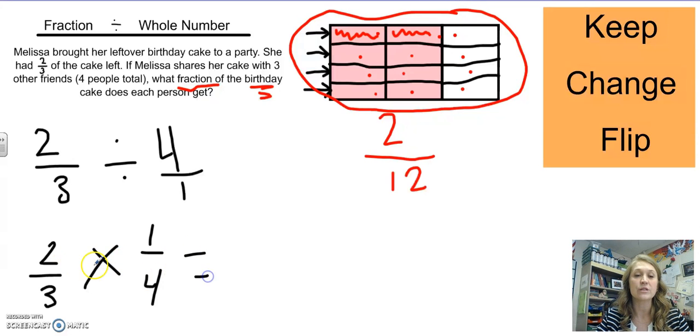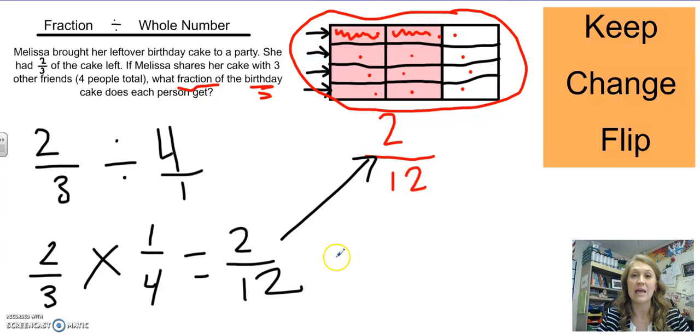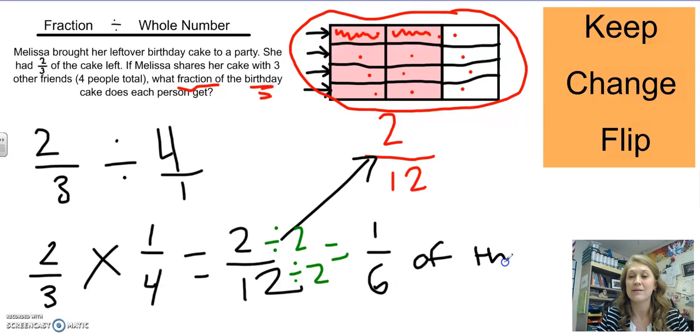Multiply the numerators first. 2 times 1 equals 2. Multiply the denominator second. 3 times 4 equals 12. And so you can see that our answer is the same, 2/12. Now we can simplify this by dividing both the numerator and the denominator by its greatest common factor of 2. And we would see that our simplified answer is 1/6. So what fraction of the birthday cake does each person get? Each person gets 1/6 of the cake.